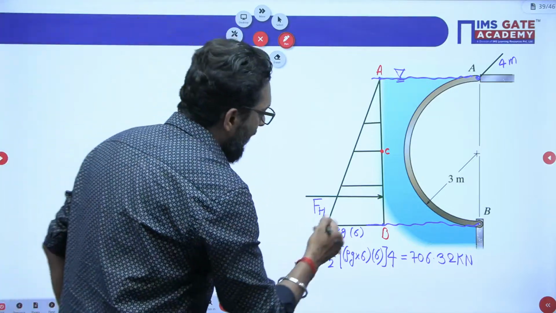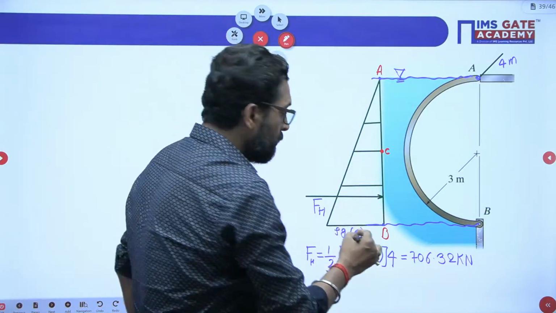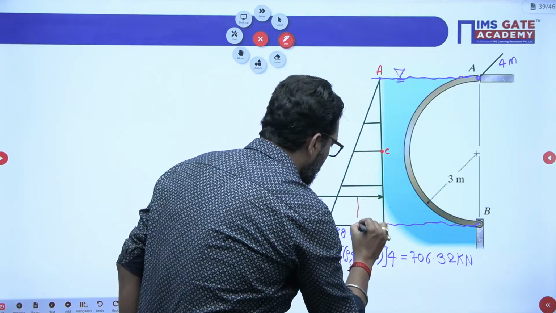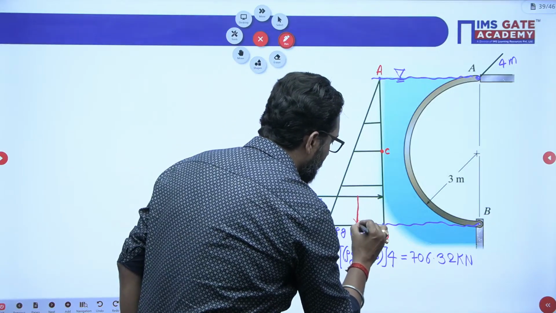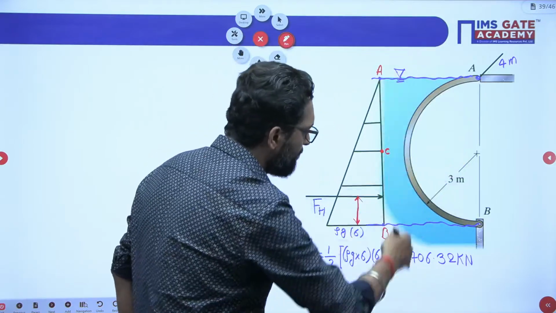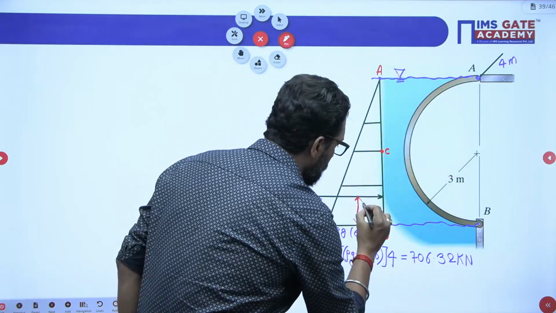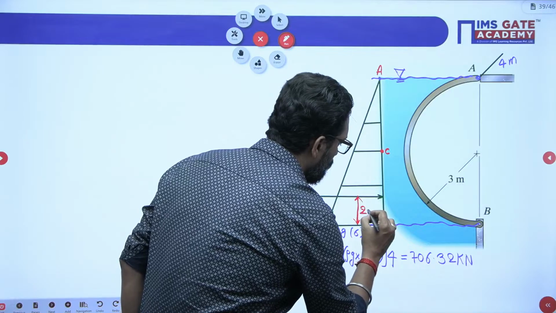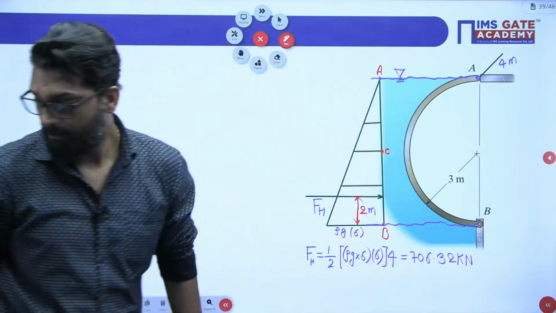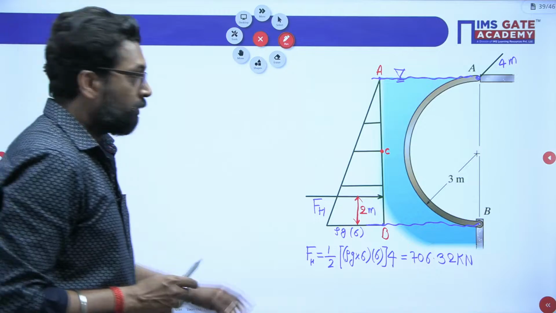Where will it act? It will act at the CG of this pressure triangle. Where is the CG of the pressure triangle? From the base it is h by 3. What is h? 6. So 6 by 3 is 2 meter. So it will act at 2 meter. So this is the horizontal force.